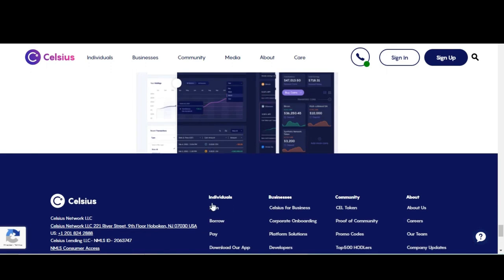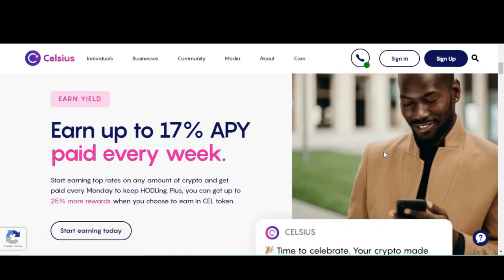Whenever you buy cryptocurrency, it has to be from an account or card in your name.